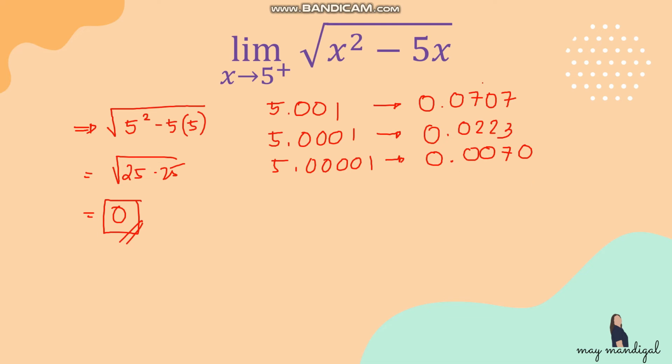So as you notice, as the value of x gets closer and closer to 5, the values of the function are getting closer also to 0. So that means our answer here is correct because they are the same. So we can do direct substitution to this, since after we consider the values on the right side of 5, we're still able to get 0 as the limit of our function.